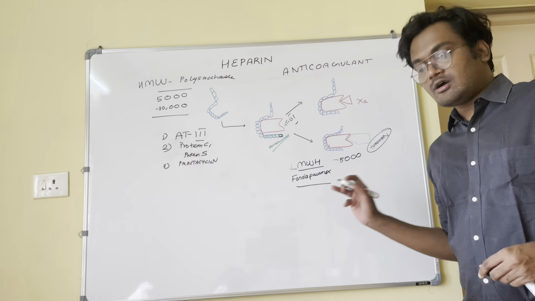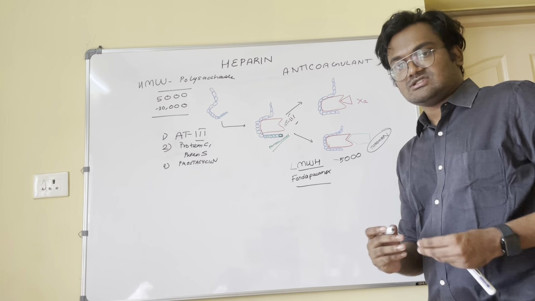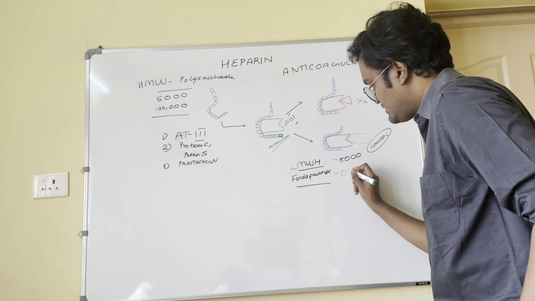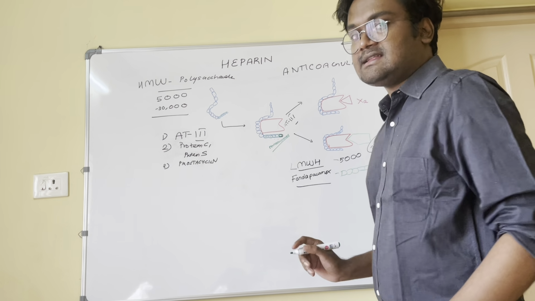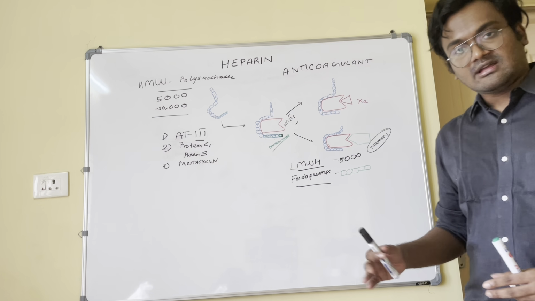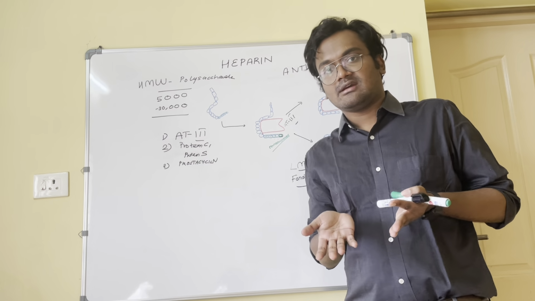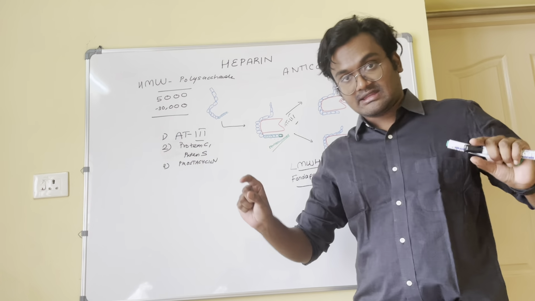In fondaparinux, I talked about this pentasaccharide segment, right? Only that is present in fondaparinux: 1, 2, 3, 4, 5. So for low molecular weight heparin, they just remove a few chains. It has become light, low molecular weight. And for fondaparinux, they only produce that pentasaccharide molecule.